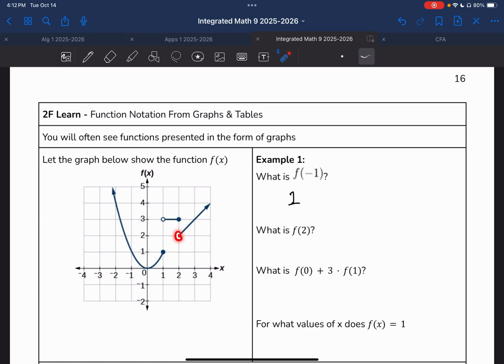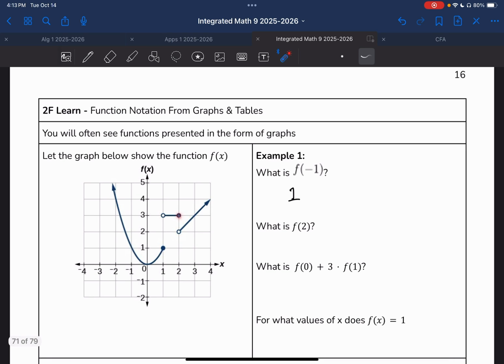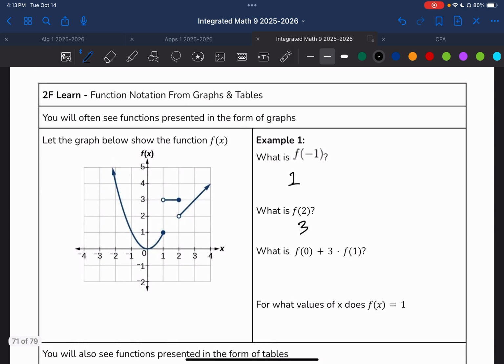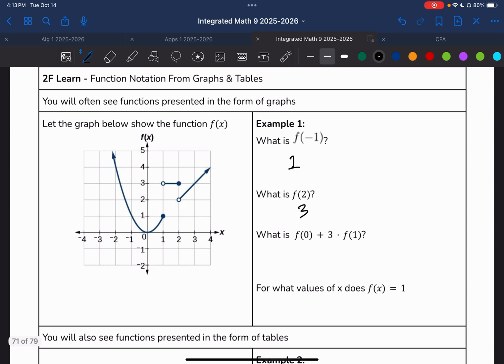So what this is saying is that the function is not continuous at 2, but the value of the function is always the filled in circle. Right? The filled in circle is actually at 2. What is it equal to? It's equal to 3.